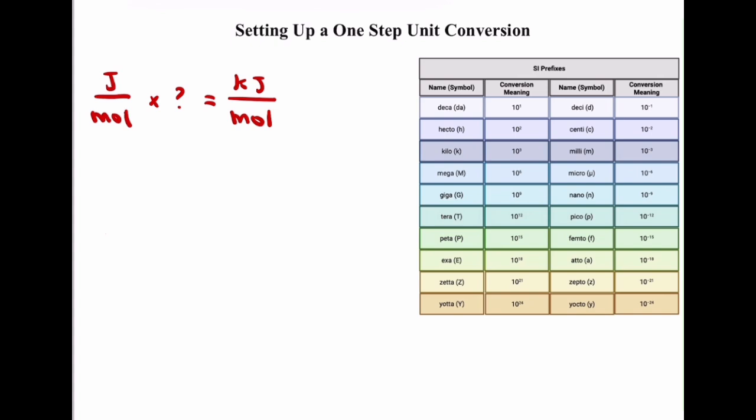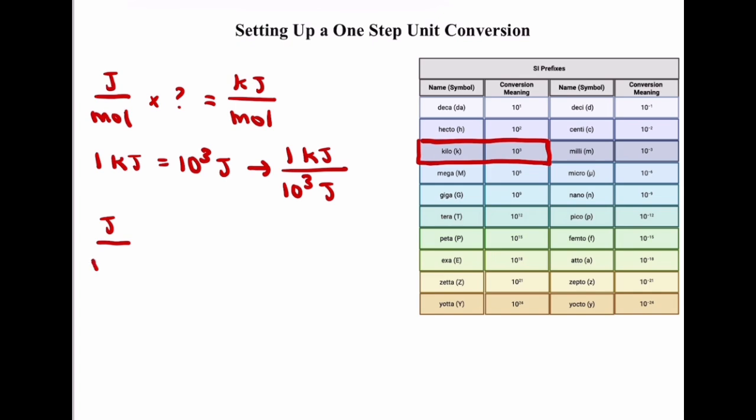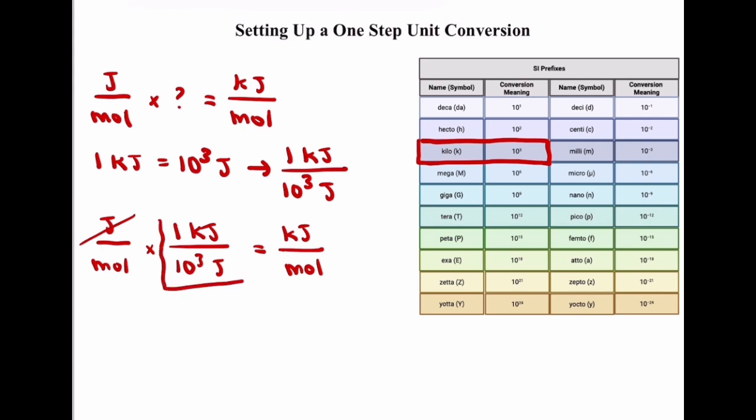Another example is joules over moles times what equals kilojoules over moles. We can direct our attention to the kilo prefix, and we can see that 1 kilojoule equals 10 to the third joules, which can be rewritten as 1 kilojoule over 10 to the third joule. Rewrite it as joules over moles times 1 kilojoule over 10 to the third joule equals kilojoules over moles. Joules will cancel, and our answer is 1 kilojoule over 10 to the third joule.